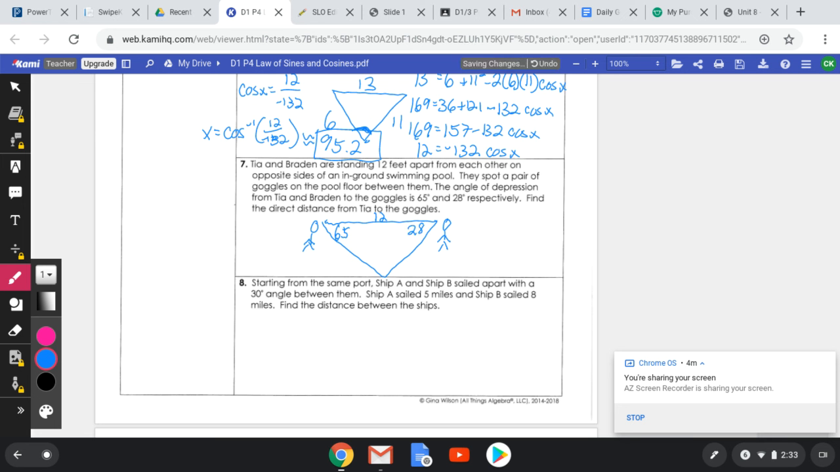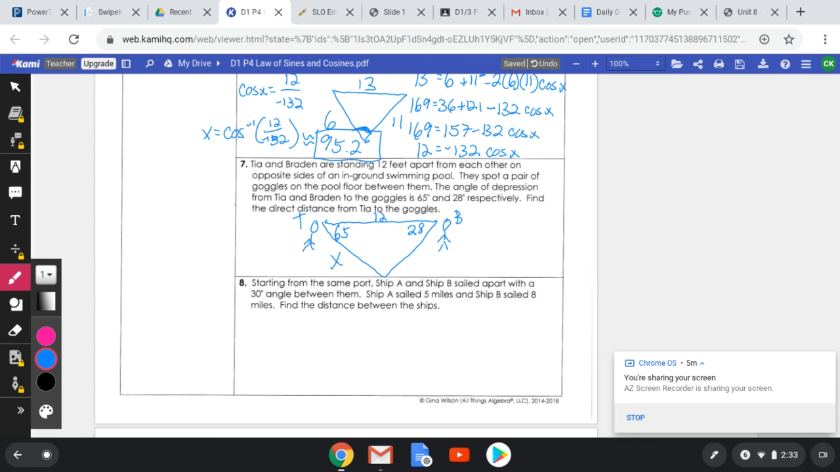So let's just label it T and B. And then we would say, okay, it wants us to find the distance from the goggles to Tia directly. So Tia is right here, and we're trying to find this distance right here. Now again, we're going to look to see what was given to us, and what was given to us were two angles and a side. Based off what we learned last class, this would be law of sines.